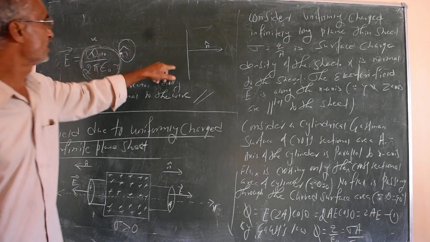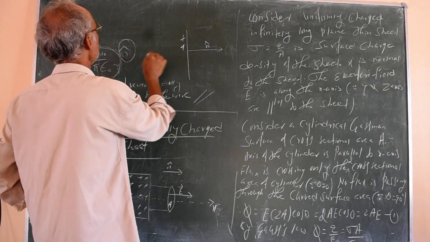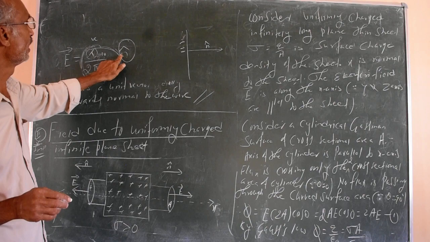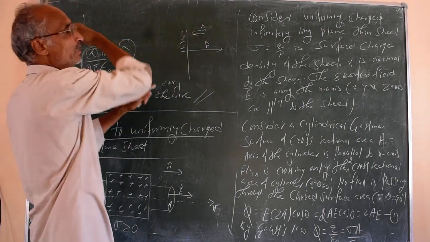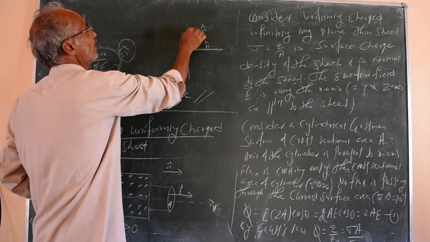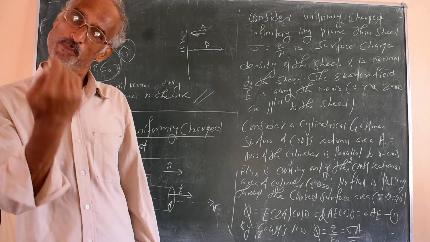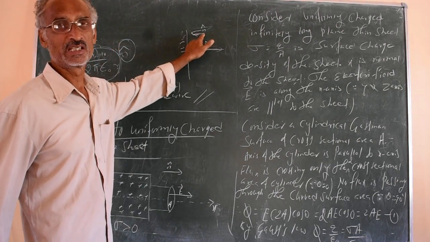But if the charge is positive, automatically the field is in the direction of n cap. If the charge is negative, automatically lambda is negative, you shift the minus sign here, so the field will be in the direction of minus n cap. n cap is outwards and minus n cap is inwards. If a bar is a vector, then minus a bar is a vector in the opposite direction of a bar. Therefore n cap is outwards and minus n cap is inwards.